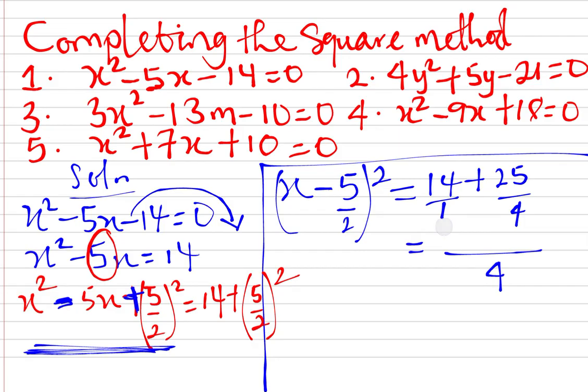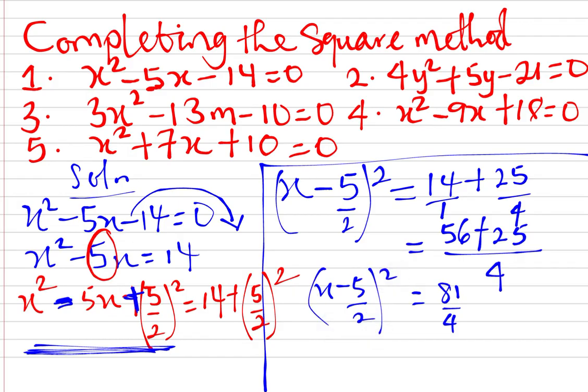4 times 14, 56. Plus, 4 in 4, 1 times 25, 25. Are you seeing that now? And then don't forget, we still have what we have here. So if you add this up, you are going to have 81 over 4. And then you are going to have here, x minus 5 all over 2 all squared. Are you seeing that now?